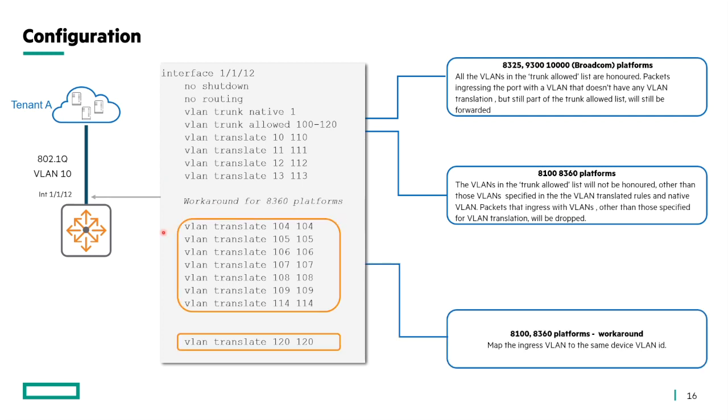So there is a workaround. This is to map the VLAN translation ingress VLAN to the same device VLAN ID. This of course consumes another VLAN translation rule, but it is a workaround for now. So it is something that we are looking to change in future releases.